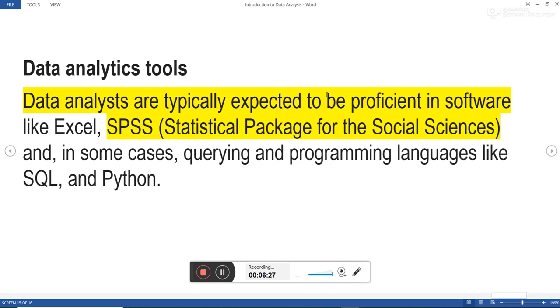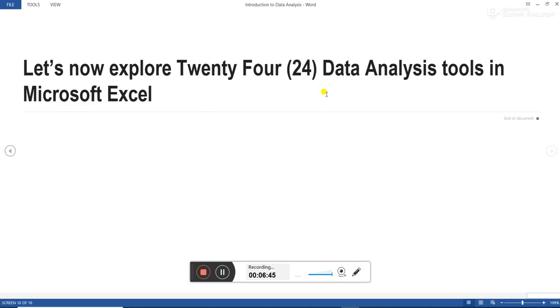So let's look at the data analytics tools. Data analysts are typically expected to be proficient in software like Microsoft Excel, SPSS, Statistical Package for the Social Sciences, and in some cases querying and programming languages like R, SQL, and Python. Let's now explore 24 data analysis tools in Microsoft Excel.